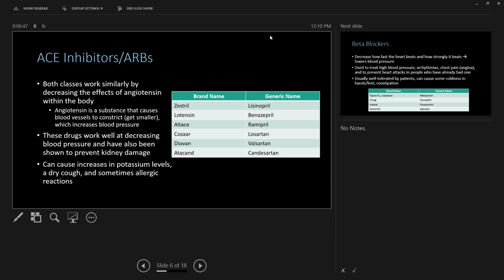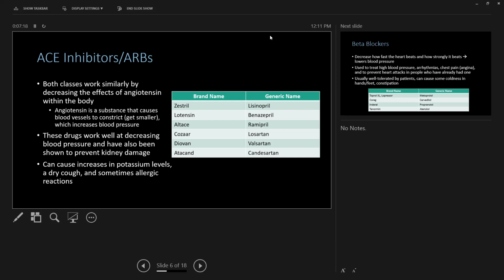ACE inhibitors came first, and then probably about 20 years or so ago, we had the ARBs released to market. And really the benefit of the ARBs over ACE inhibitors is basically just that it doesn't cause this kind of dry, nagging cough that some people can get. So the most commonly known ACE inhibitor is lisinopril. There's also benazepril and ramipril. And then the most commonly known ARBs are losartan, valsartan, and candesartan.